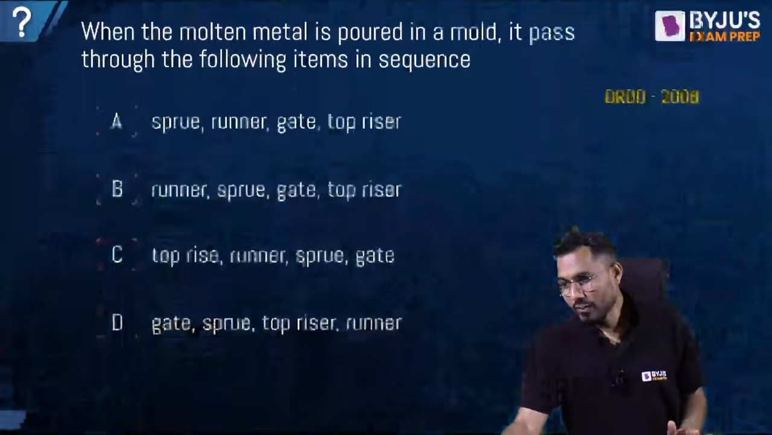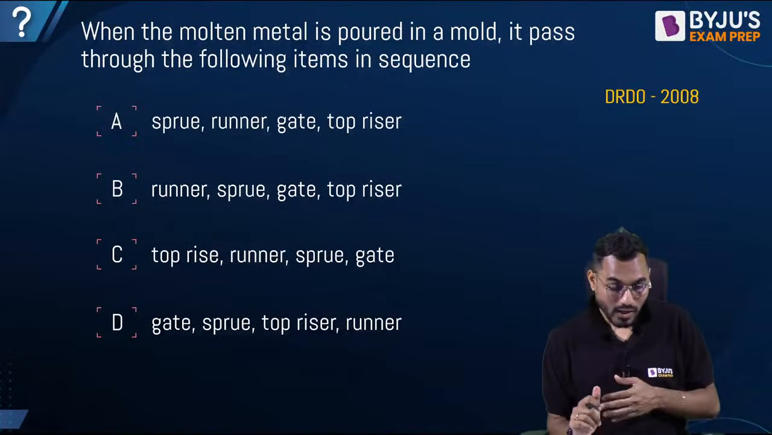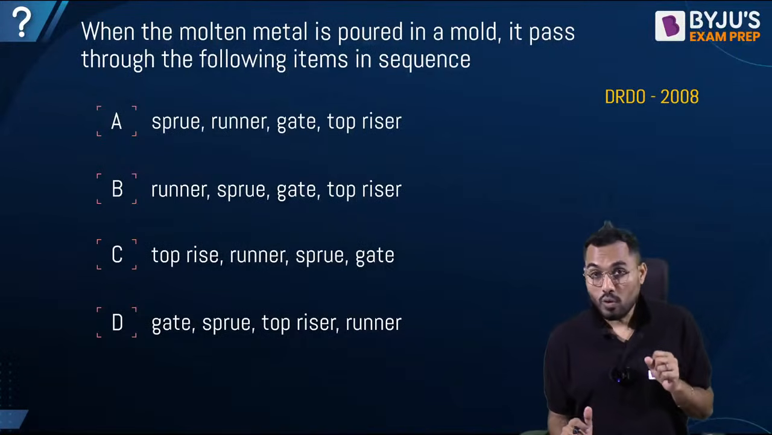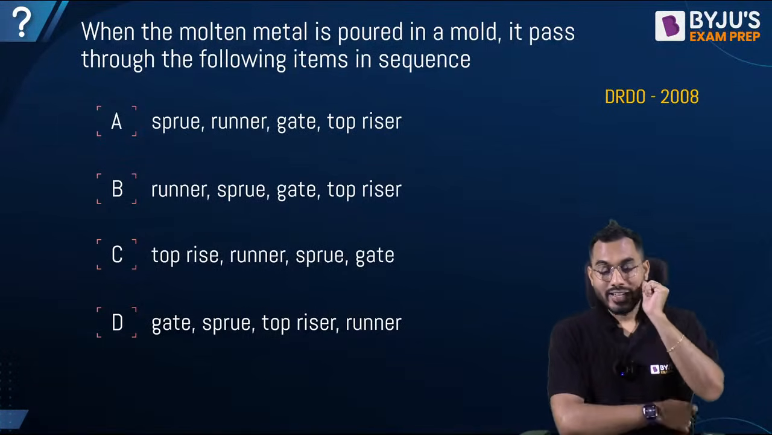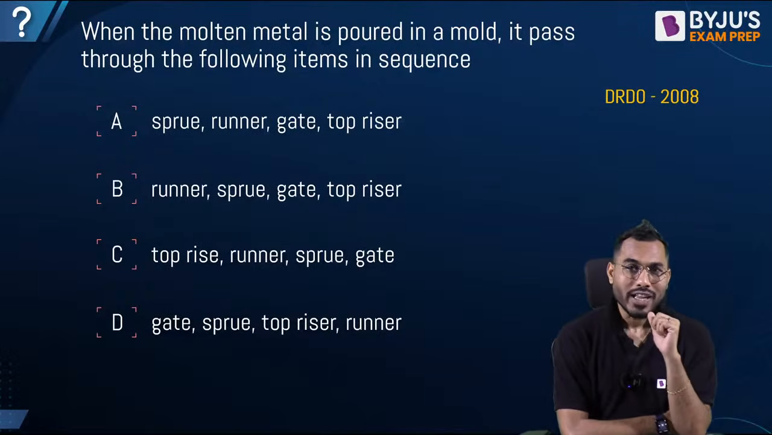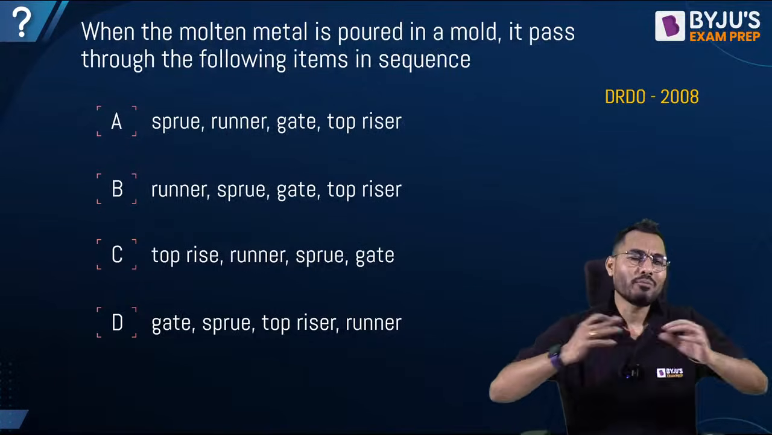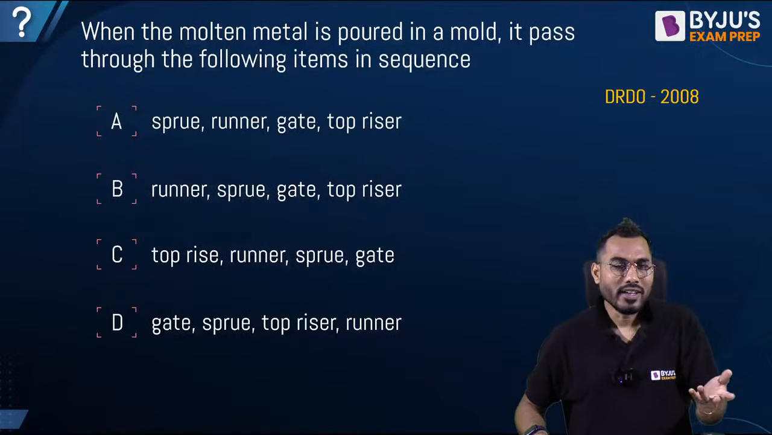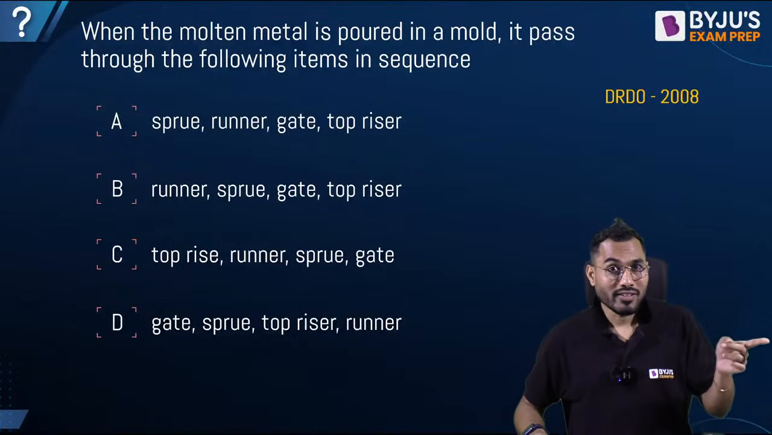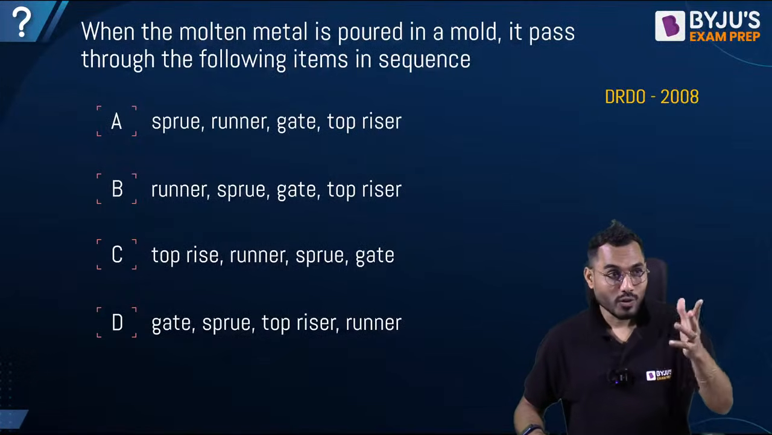The DRDO 2008 question was asked: when the molten metal is poured into the mold, it passes through the following items in sequence. Now you must have understood that whichever questions I consider as far as DRDO is concerned, they are all very simple questions. You can go and check the previous years' exams conducted by DRDO and ISRO. You will be amazed.